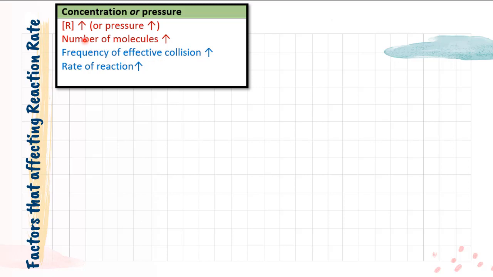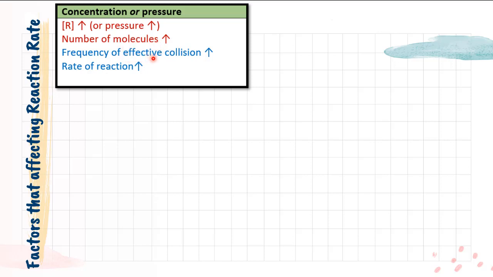Similarly, if you have a lower concentration of reactant or lower pressure of the reactant, the number of molecules will be lower. Therefore, the frequency of effective collisions decreases, as well as the rate of reaction. Bear in mind that the keyword effective collisions is important. So please highlight the keyword effective.